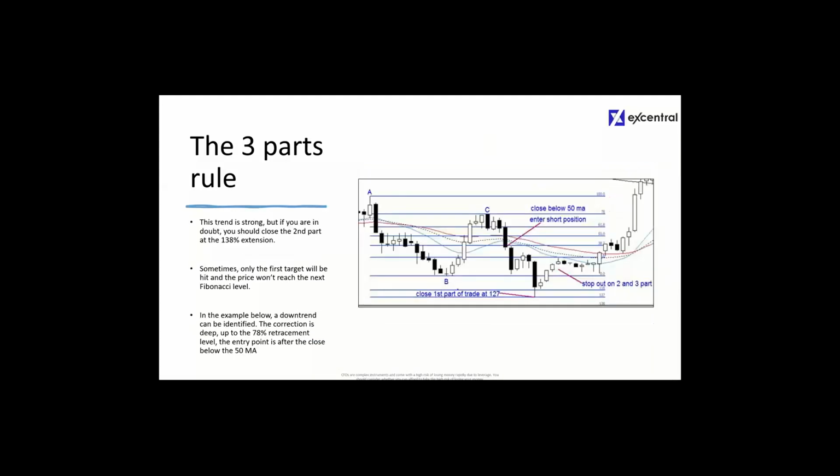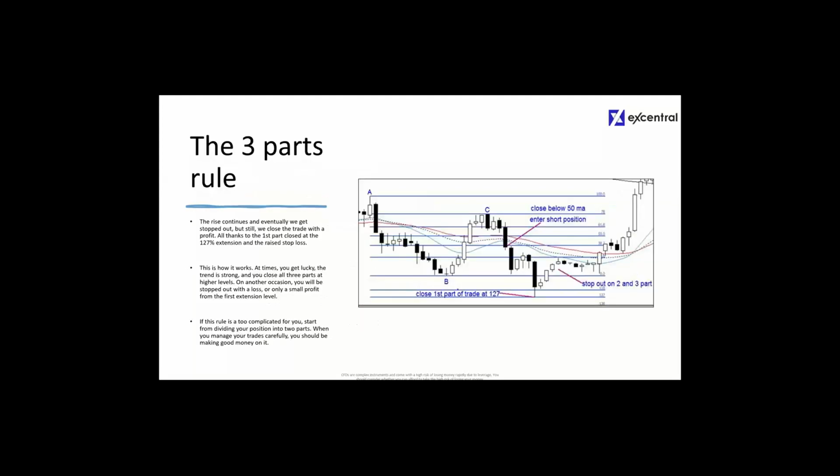Now, sometimes I use a three-part rule. What I'll do is I'll close out part of each one of my trades as we go through an extension level. So by the time we get all the way up to the 1.618, I'm already out of my trade, but I've taken profit at each one of those levels because I break it down into my three parts.